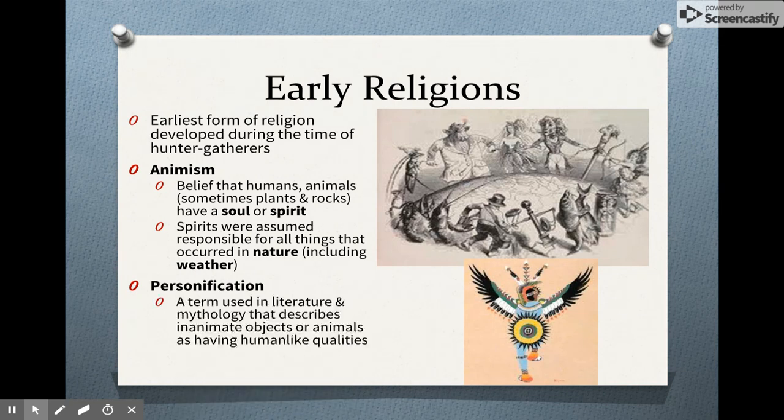Personification, which you may have heard of in an English class. I know my wife sometimes talks about this in her English classes. It's a term used in literature, language, and Greek mythology, and it describes inanimate objects or animals as having human-like qualities. So in some of these ancient religions, when they would speak about a rock having a spirit, we would say that's personification. For someone who doesn't believe in animism, looking at that rock, they're just saying, hey, this is just a dead rock. But for somebody who believes in animism, there is a living spiritual characteristic within that rock.